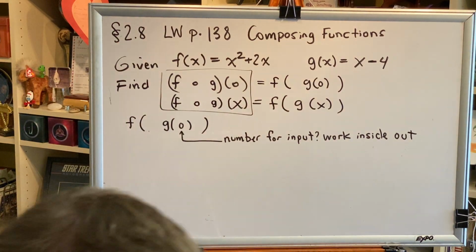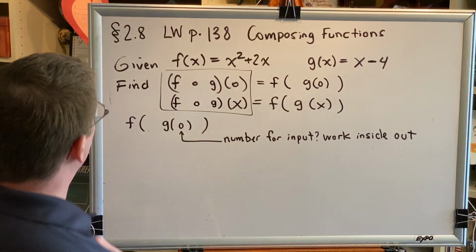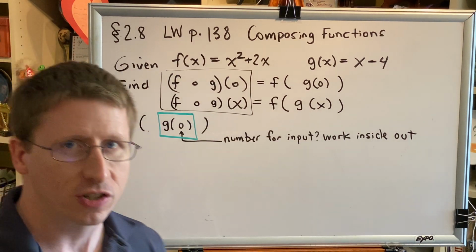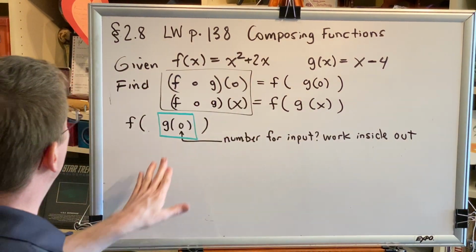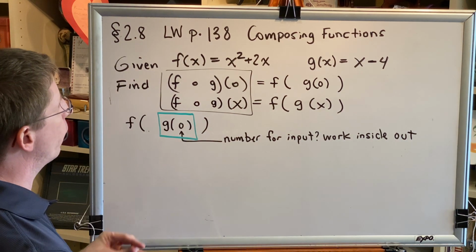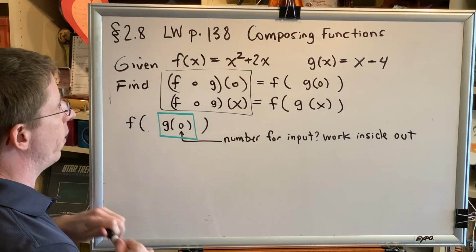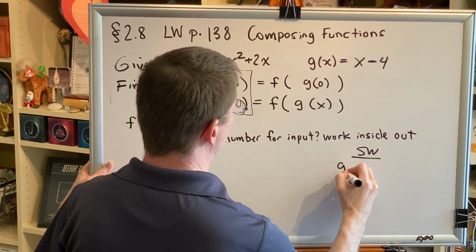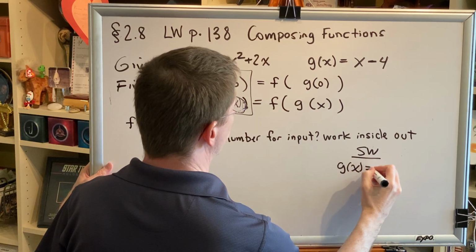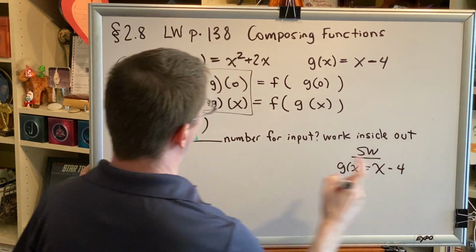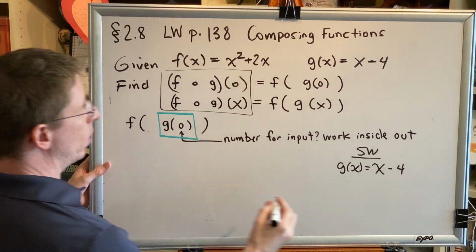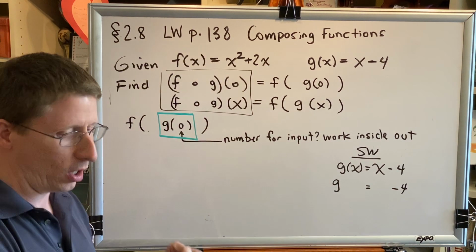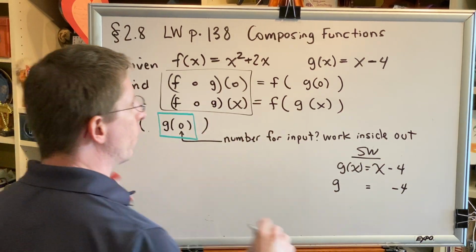The first thing we're going to determine is, what is g of 0? We're going to turn that into just a number. Well, to find g of 0, we simply have to remember how to evaluate functions, which we learned earlier this semester. We know that g of x is equal to x subtract 4. So if you want to know what g of 0 is, then everywhere you see an x, you just need to put a 0. And sometimes you have to have parentheses.